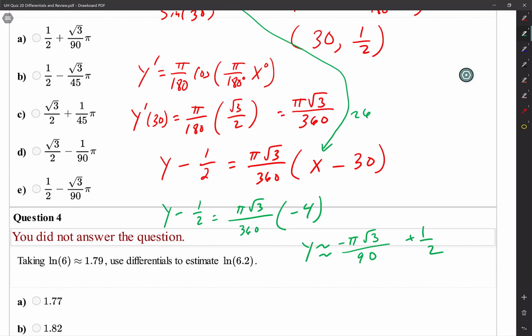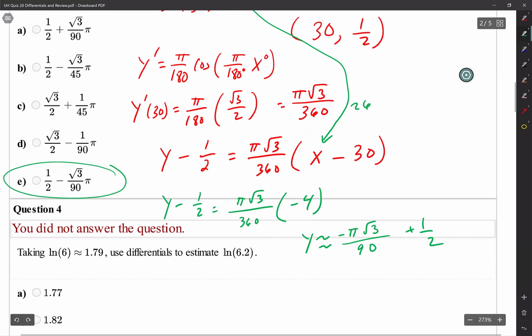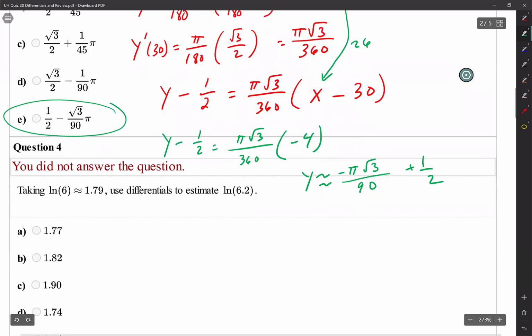Do I see that? There it is. All right, let's keep going.